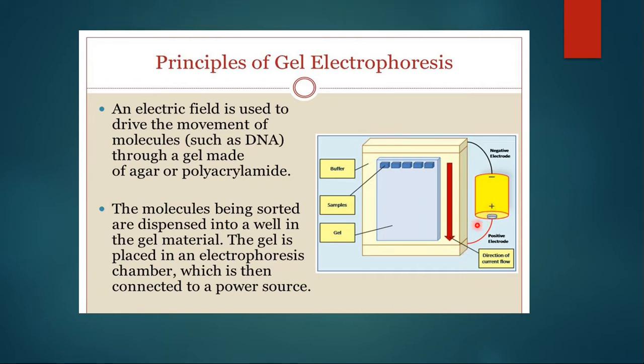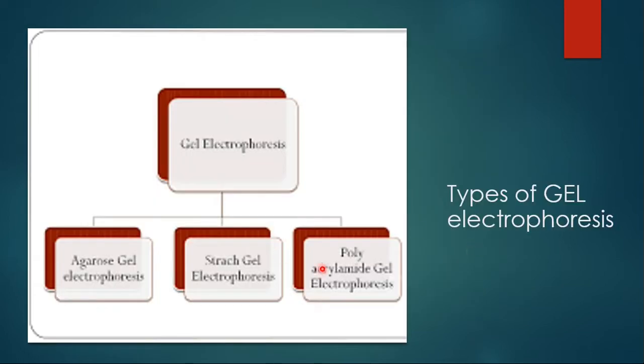So where you're having an anode and the cathode, that's how they are moving. The molecules are being sorted or dispensed into wells in the gel material. The gel is placed in the electrophoresis chamber, which is then connected to a power source.